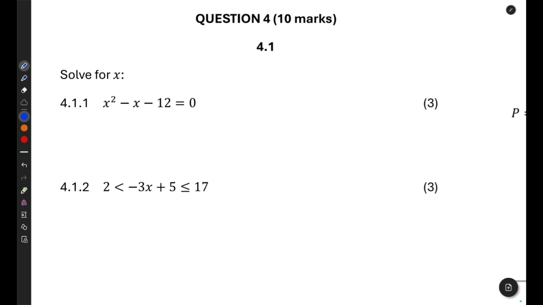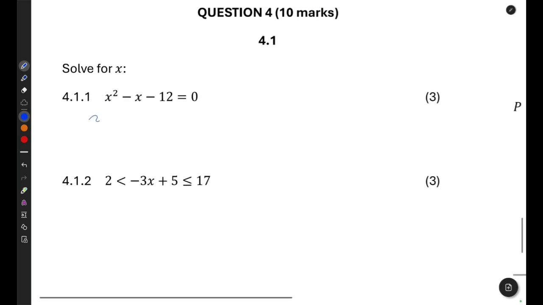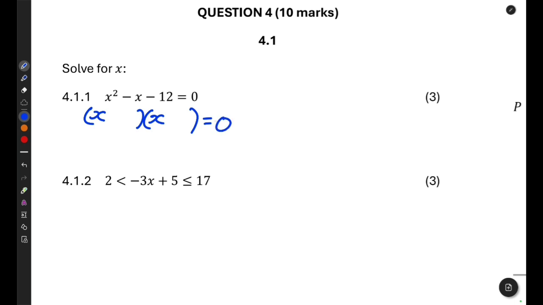So let's try this first one. I see an x squared and a normal x. So that means I'm going to have to factorize. I want everything on one side, so then I can see it's a trinomial. Okay, I'm going to make my 2 brackets, and then I'm going to put x times x. And now remember, I need to check what times what gives me 12. So 1 times 12, 2 times 6, 3 times 4.